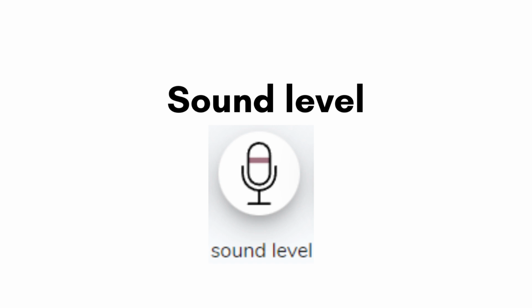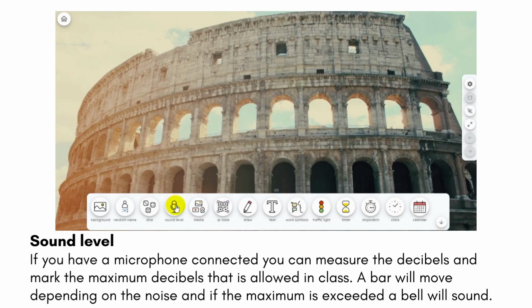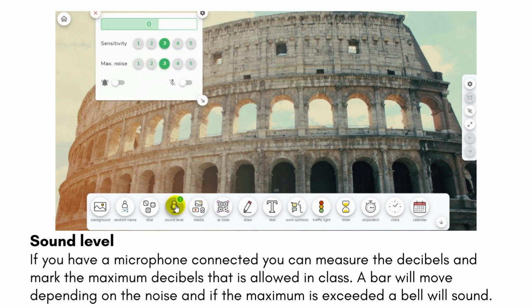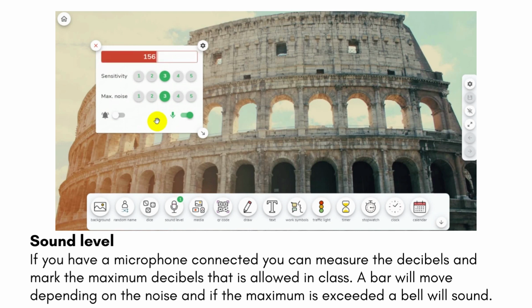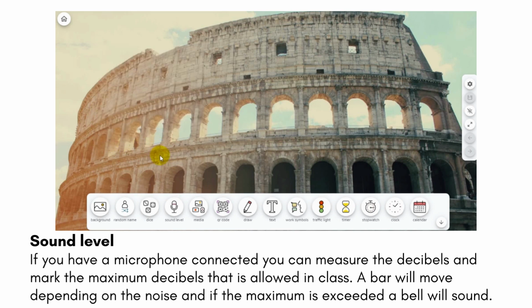Sound level. If you have a microphone connected, you can measure the decibels and mark the maximum decibel that is allowed in class. A bar will move depending on the noise, and if the maximum is exceeded, a bell will sound.